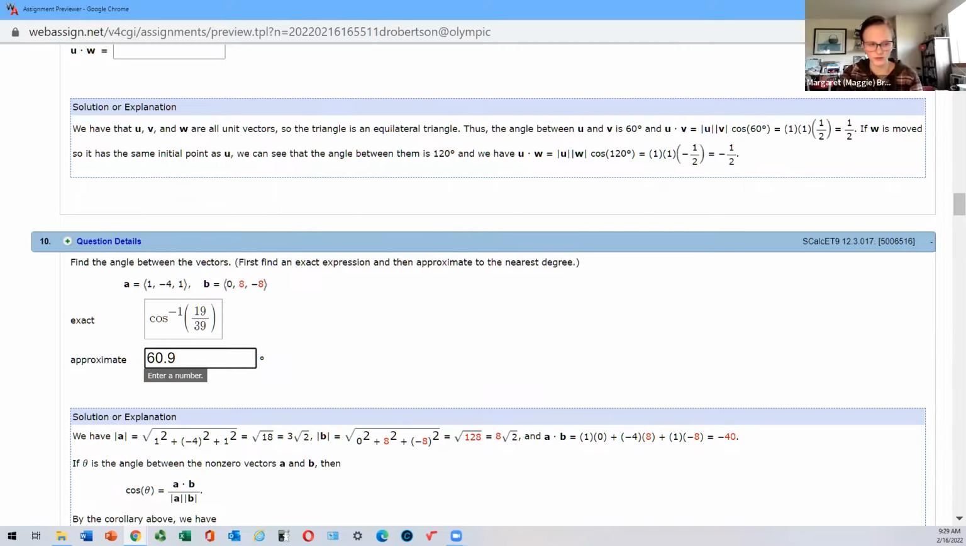Mr. Robertson, I have a question. Yes. So why, when you rounded it to the first decimal, did you get 60.9 instead of 60.8? I was just making sure that people were paying attention by deliberately making a mistake. Okay. Do you believe that?